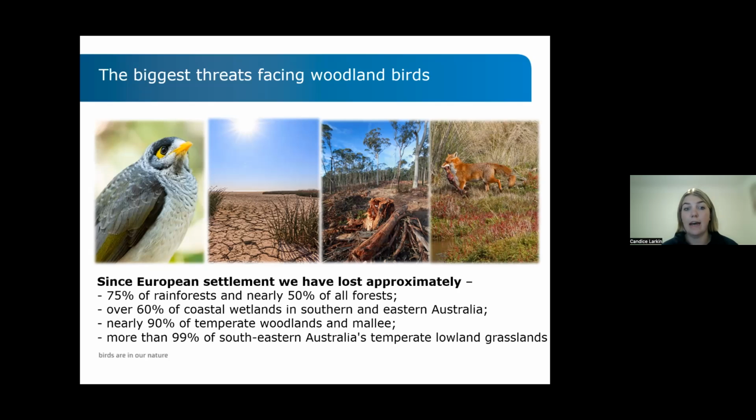And I'd just like to flag, since European settlement, we've lost approximately 75% of our historical rainforests and nearly 50% of all forests. And probably the one that I'm going to talk about tonight, in New South Wales, we've lost over 90% of our temperate woodlands. So that means that the birds that we have left, they're operating within 10% of their historical range. And that is why we are seeing some really serious declines.